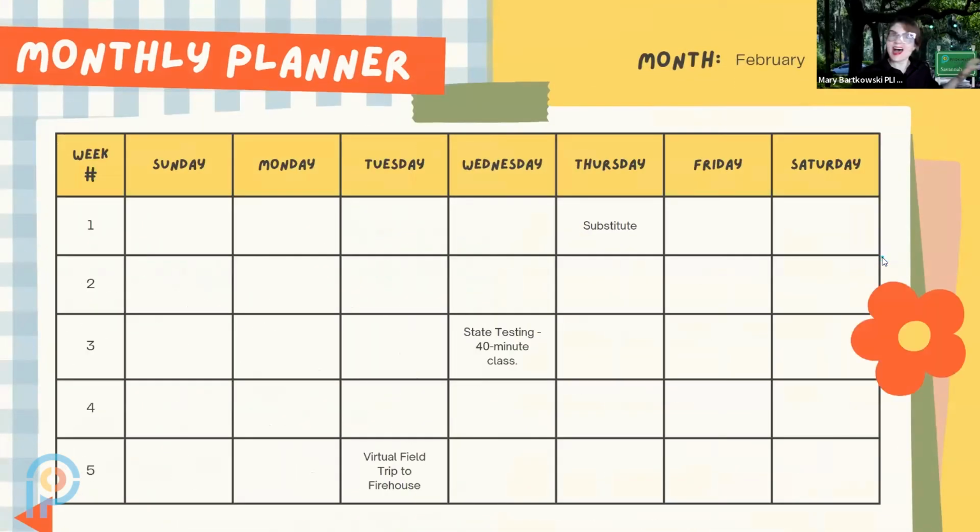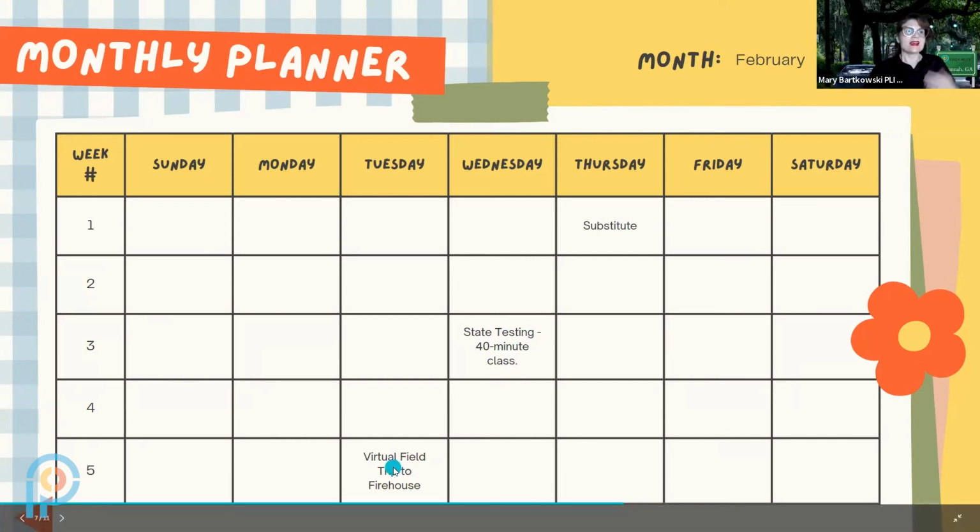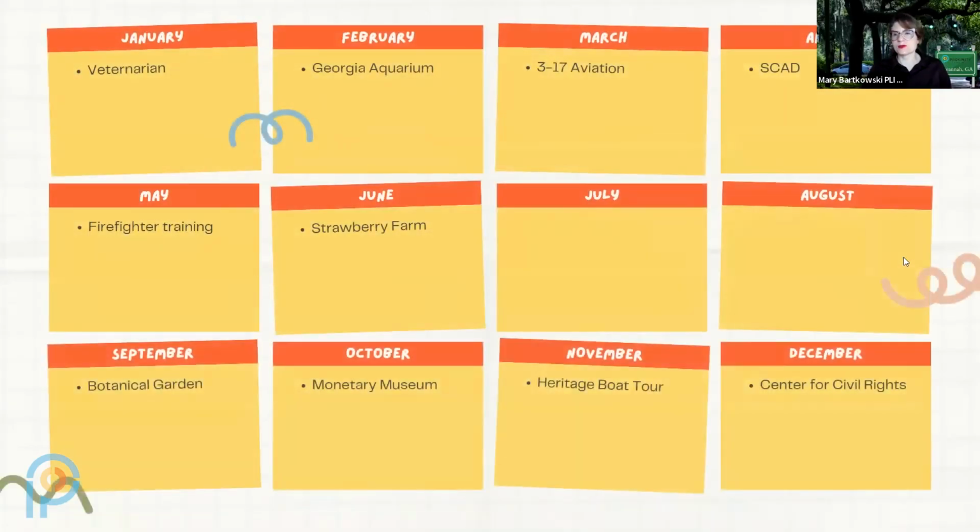While we cannot predict completely everything that is going to happen, we do want to work on being as consistent as possible in our classrooms. I use a monthly planner, and I let my students know what is on the horizon, what they can expect. Hey, there's going to be a substitute teacher on Thursday, the 3rd week of class. That's when our state testing is, and that means our class is shorter. And then also some fun things. Hey, remember, we are doing a virtual field trip to a firehouse. These are activities that you want to present on your monthly calendar.